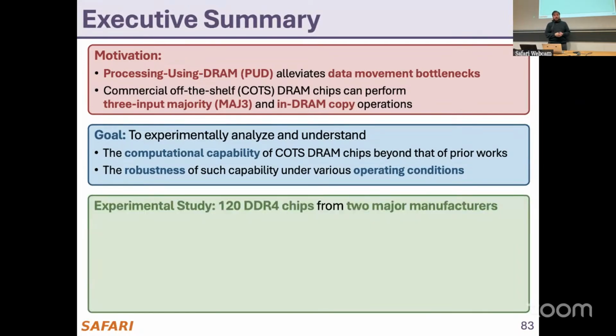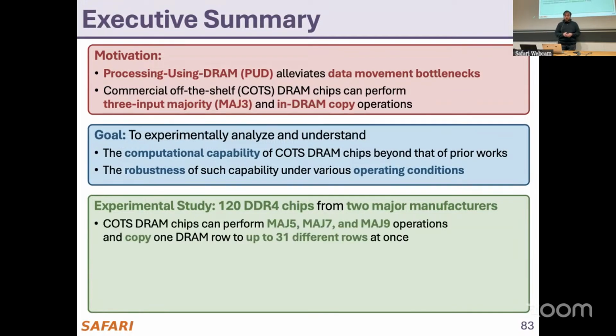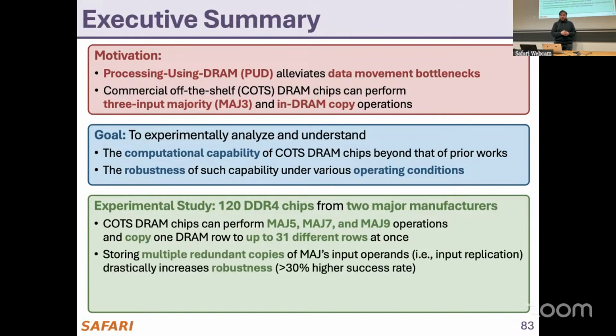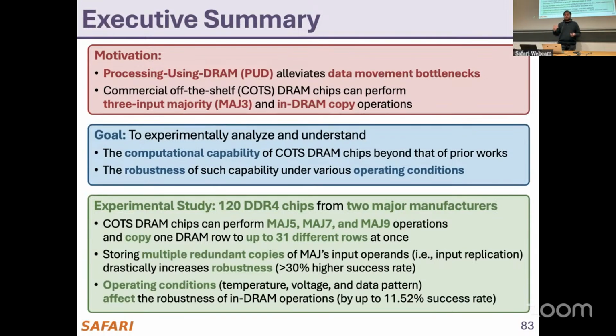For this paper, we test a total of 120 DDR4 chips from 2 major manufacturers. We observed that off-the-shelf DRAM chips can perform MAJ5, MAJ7, and MAJ9 operations, and copy 1 DRAM row to up to 31 different rows at once. We also observed that storing multiple redundant copies of majority input operands, when you activate many rows, drastically increases robustness, in some cases by more than 30%. And operating conditions such as temperature, voltage, and data pattern affect the robustness of DRAM operations by up to 12%.